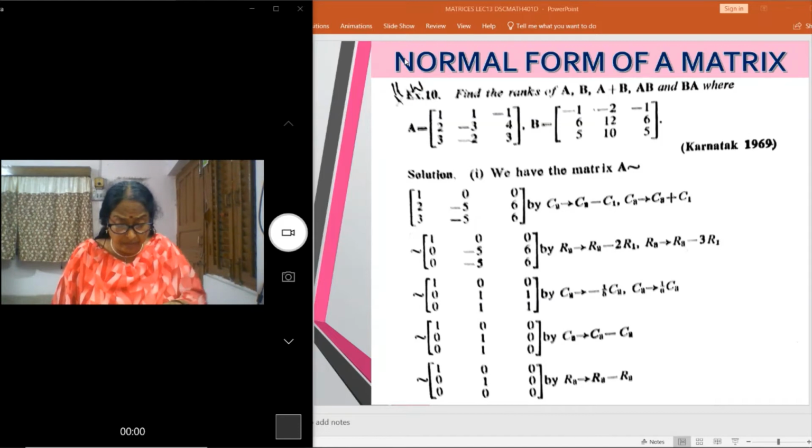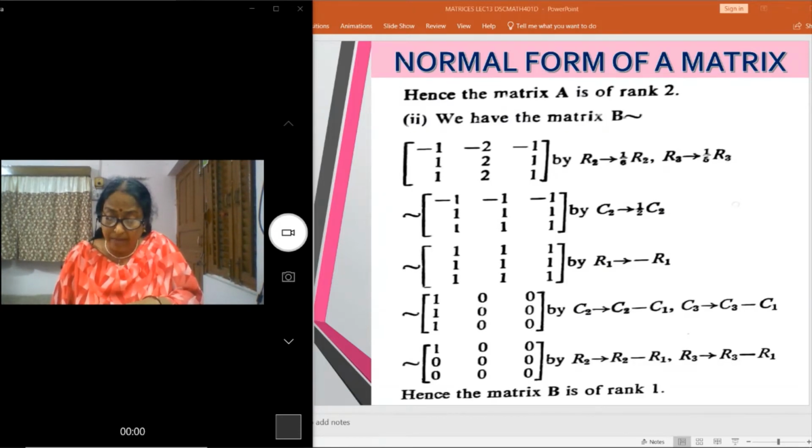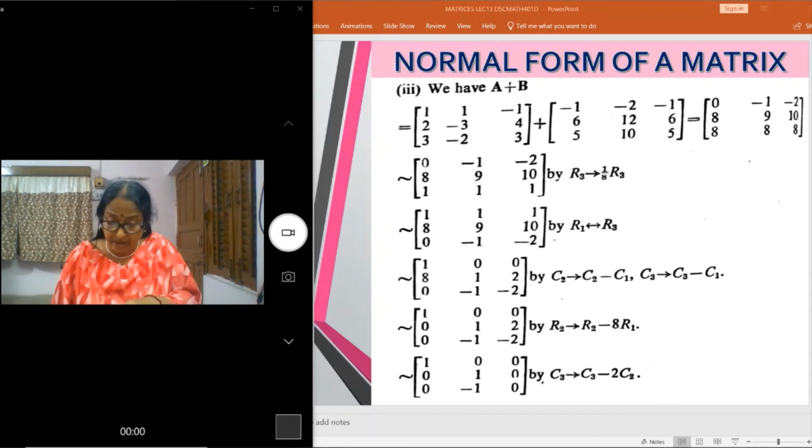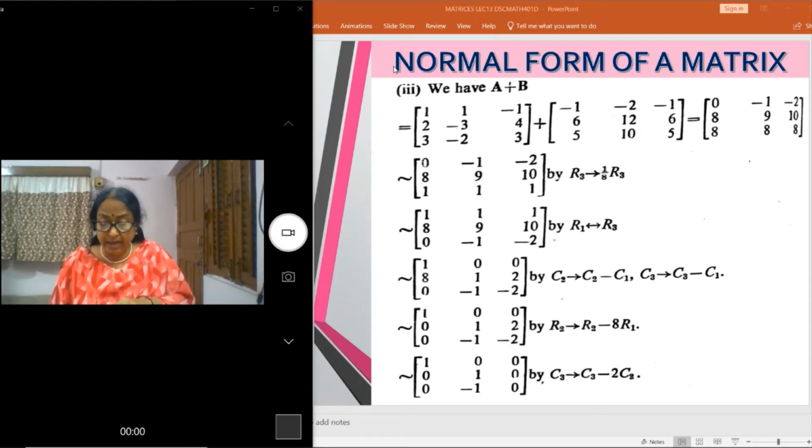So after finding the values of rank A and rank B, then add A and B, and then find the rank of A plus B. After finding A plus B, find the rank using any one of the methods. Here they follow the normal method and then find the rank of A plus B.